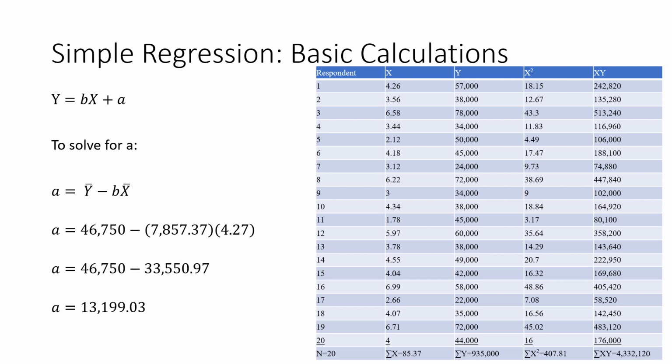13,199.03. So what this means, again, is that when we fit the line of best fit for these data, the line of best fit is not only going to tell us the slope, that is to say, for every 1 unit increase in x, what's the corresponding effect on y, but it's also going to tell us the point at which that line of best fit crosses the y-intercept, and that point is at $13,199.03.